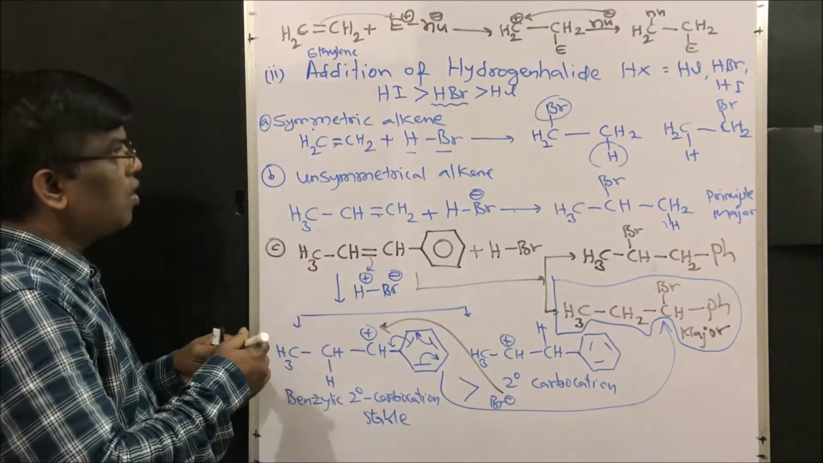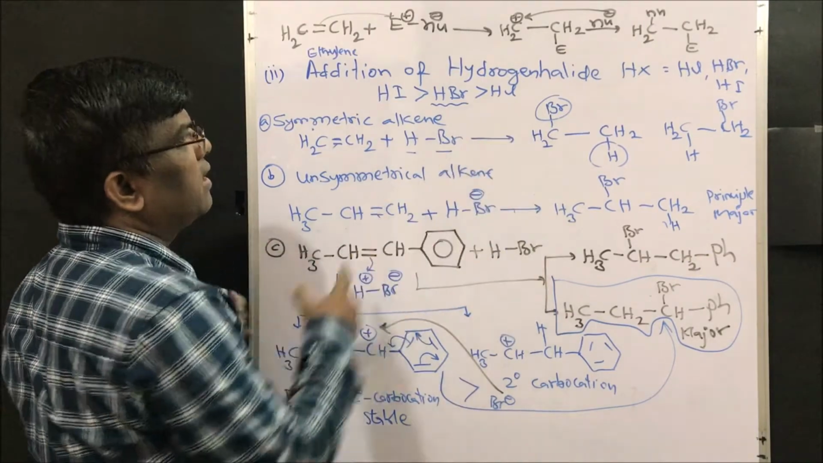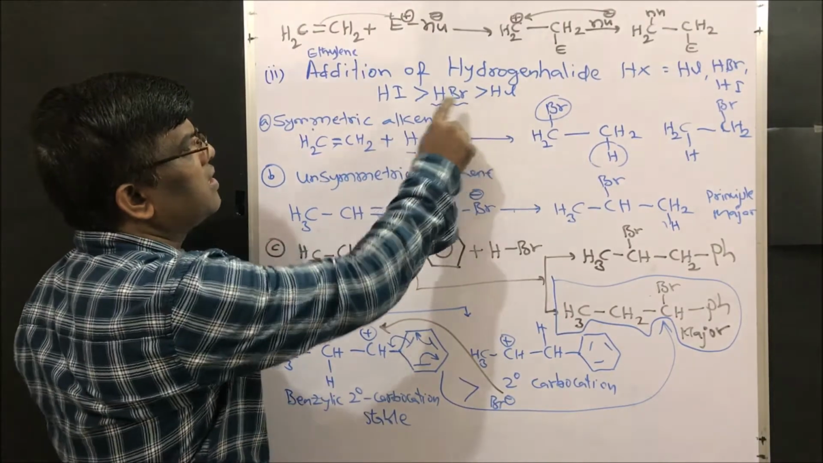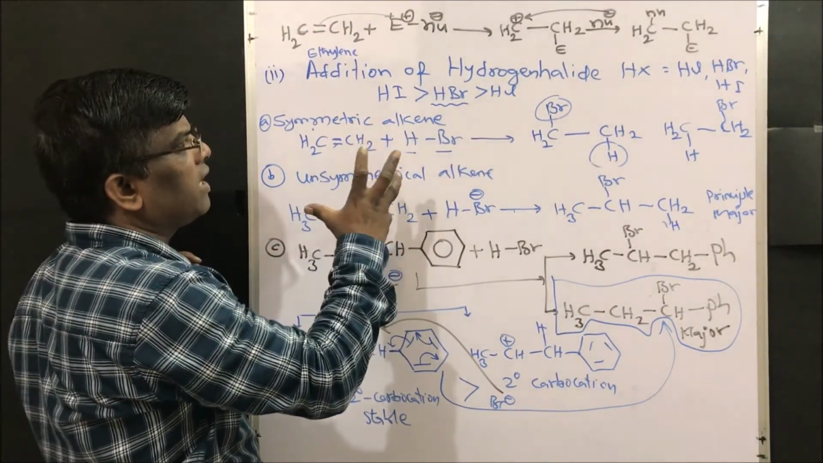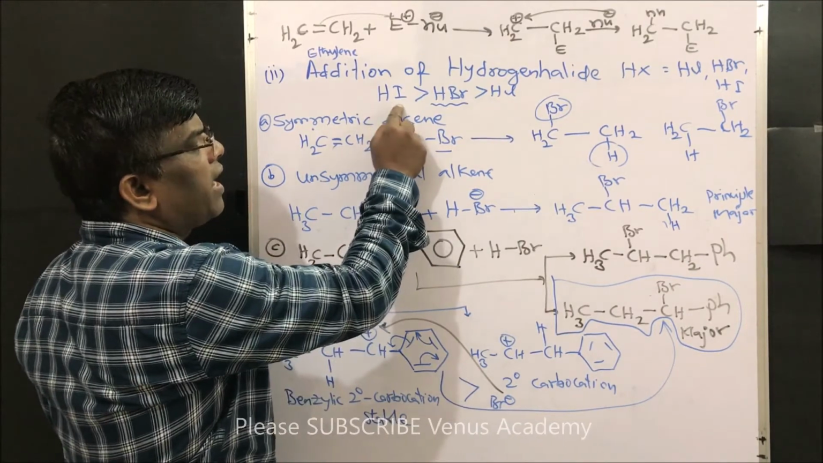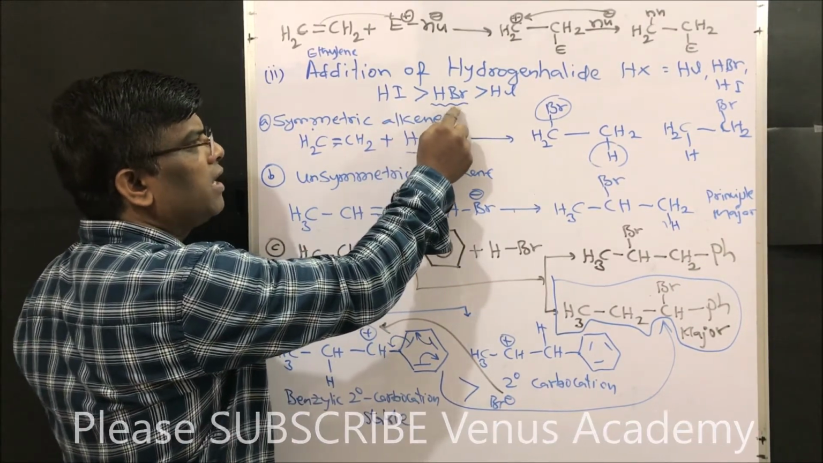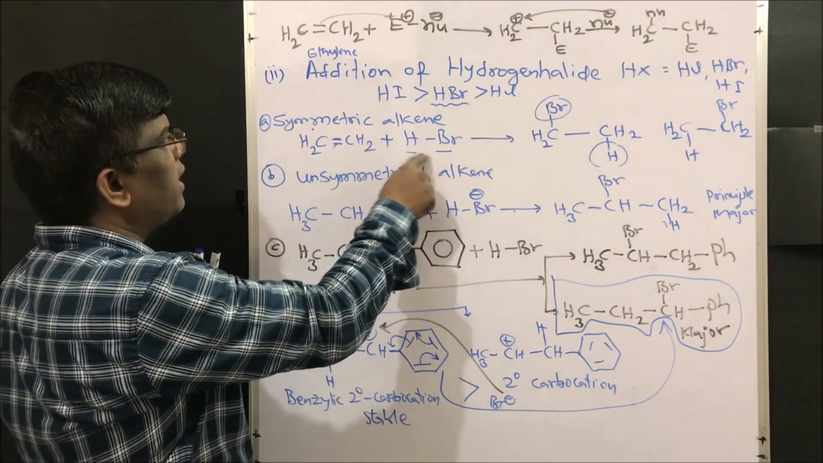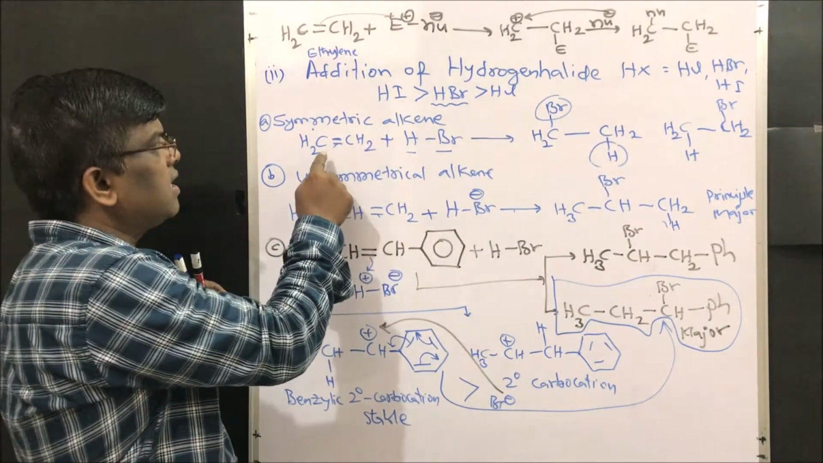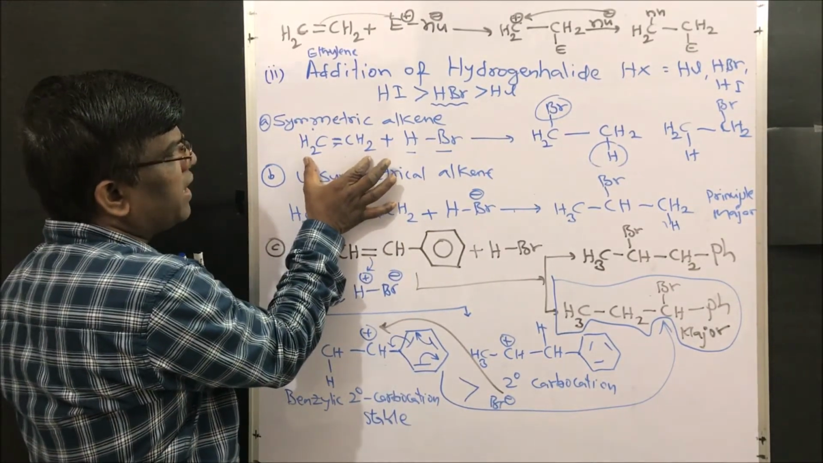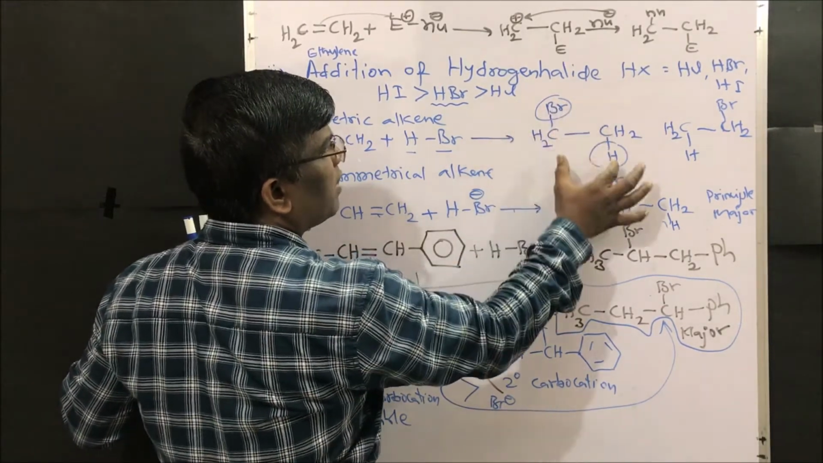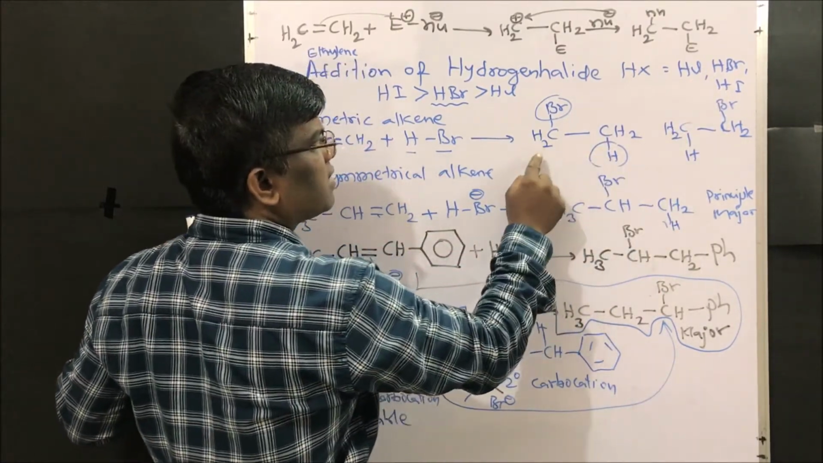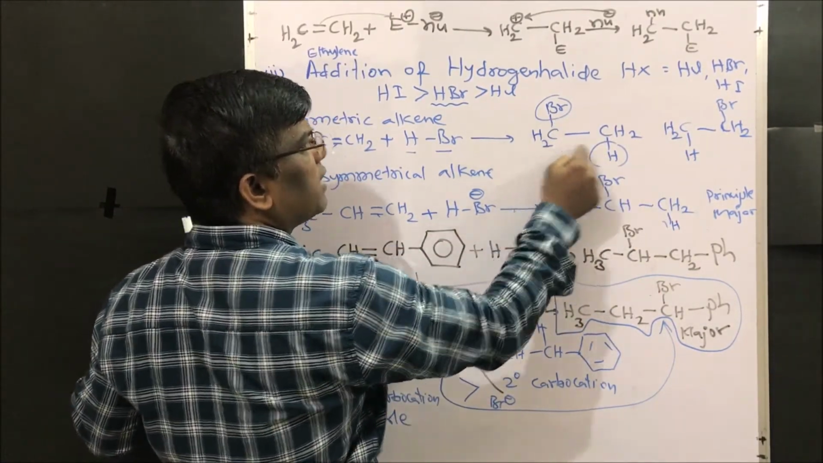This is how addition of hydrogen halide works. I have taken HBr. Yes, the same mechanism holds good for HI, HBr and HCl. When you compare the reactivity order, hydrogen iodide is more reactive than hydrogen bromide, and this is more reactive than hydrogen chloride. So when hydrogen bromide is added to a symmetric alkene, where this is CH2 and CH2, both sides symmetric, it doesn't matter which of the two carbons the hydrogen and bromine add to, it is going to give the same compound, that is bromoethane.